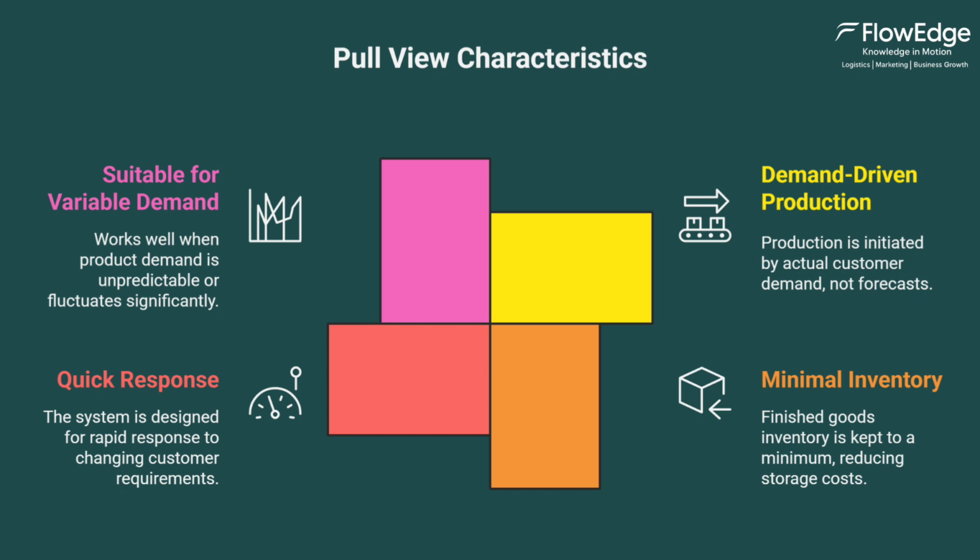First, production is demand driven. Companies wait for customer orders before starting production, which helps reduce waste. Second, there is minimal or no finished goods inventory. Since the products are made to order, there is little need for storage. Third, the system is designed to respond quickly. It's built to react fast to customer needs and market changes. And finally, it's suitable for variable demand, ideal for industries where trends shift rapidly or customization is essential.